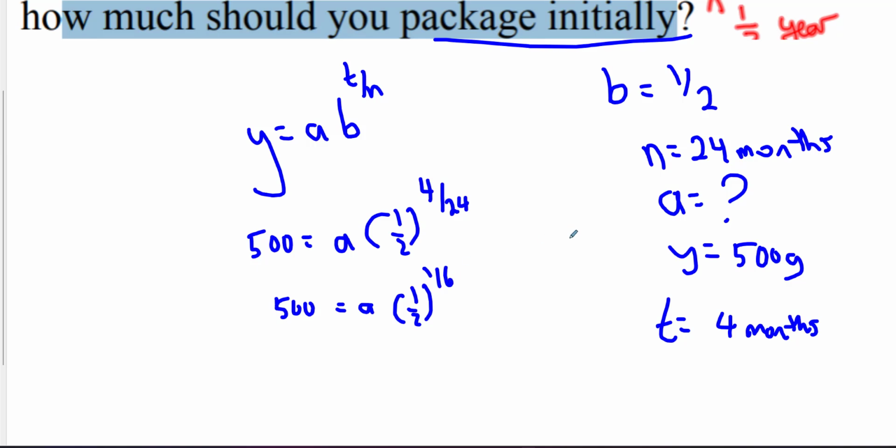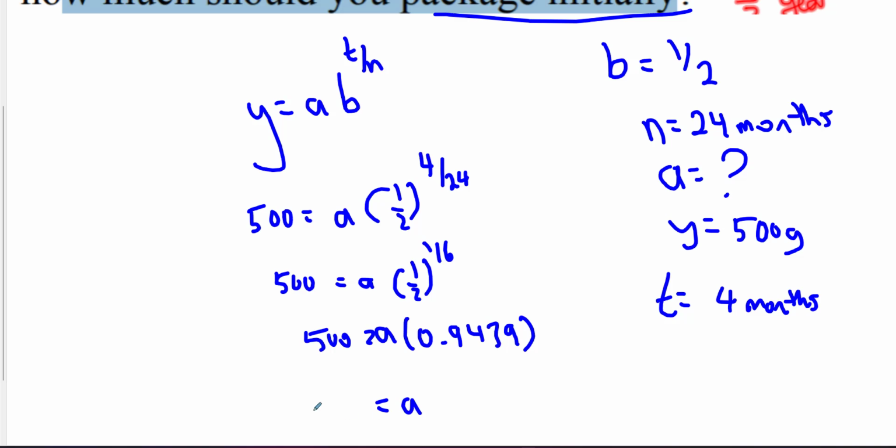And we can use a calculator now. What's 1/2 to the power of 1/6? And I got 0.9439, rounding up. 500 is equal to that, and just do 500 divided by this value. And you should get an initial value of 530 grams roughly. I rounded up. So this is just calculator work at the end.